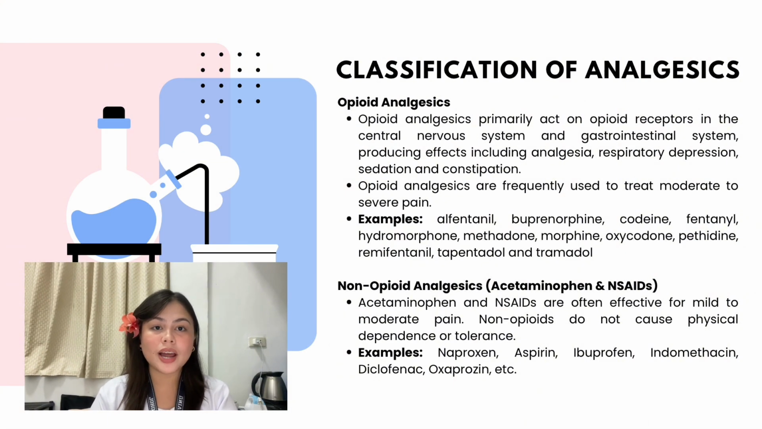The second one is the non-opioid analgesics, including acetaminophen or paracetamol and NSAIDs. Acetaminophen and NSAIDs are often effective for mild to moderate pain. Non-opioids do not cause physical dependence or tolerance.